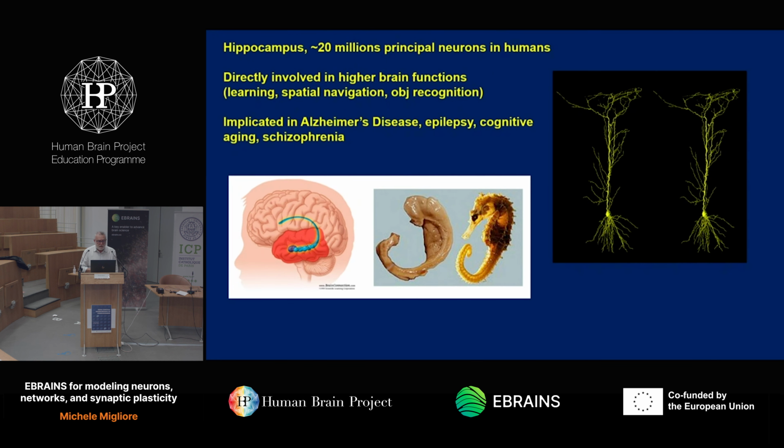I'm going to do it a little bit for the hippocampus, which in a human has about 20 million principal neurons and is directly involved in higher brain functions, learning, spatial navigation, object recognition, and it is implicated in a lot of diseases. By the way, the picture on the right is a stereo view. It means that if you blur your eyes in such a way that you overlap the two halves in the same place, your brain will form a three-dimensional version of it. I don't know if you can do it within 15, 20 seconds. If you don't, just forget it. In the meanwhile, take some water.